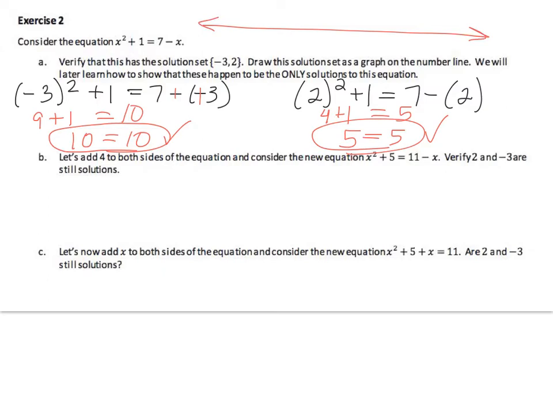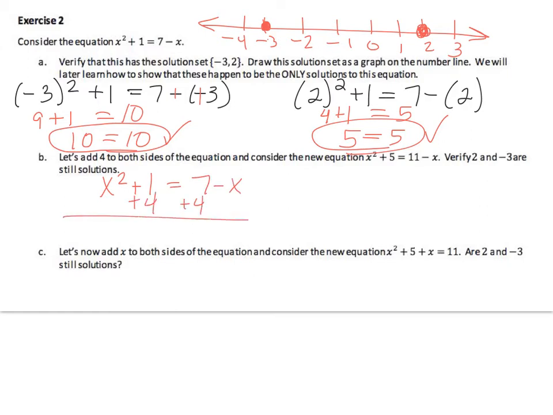If I drew this on a number line, I would have -4, -3, -2, -1, 0, 1, 2, 3. And I would go ahead and put a closed dot at -3 and a closed dot at 2 to show my solution set. Okay, let's add 4 to both sides of the equation and consider the new equation. X squared plus 1 equals 7 minus x. I'm going to add 4 to both sides. X squared plus 5 equals 11 minus x.